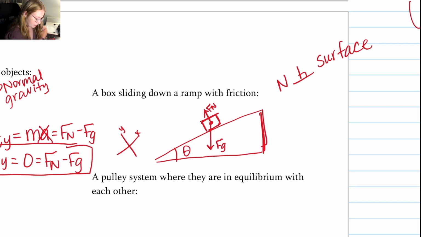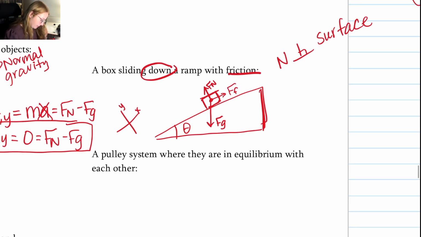And let me just restate what I said. Since force of gravity is not directly across from Fn, Fn doesn't have to counteract all of gravity. It only has to counteract a portion of it. And so that's why you have a smaller Fn. It says the box is sliding down the ramp, but with friction. So if we're sliding down, friction should be pointing up. Okay, and that would be the free body diagram for a ramp.